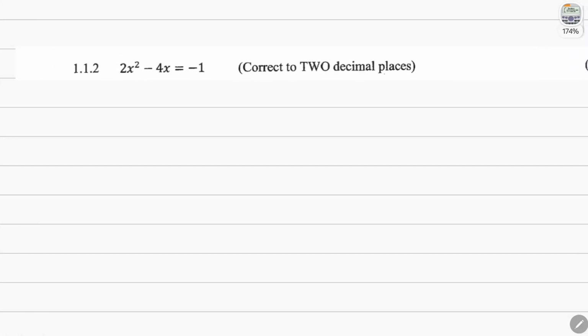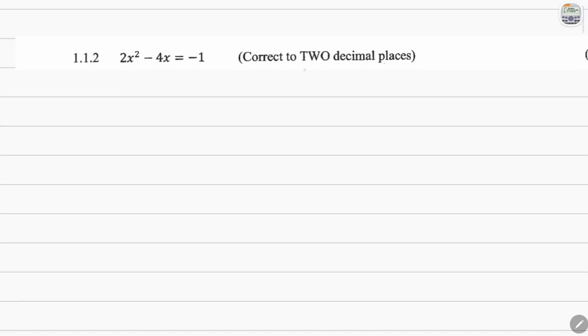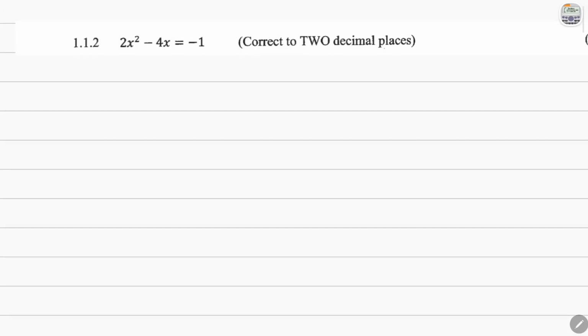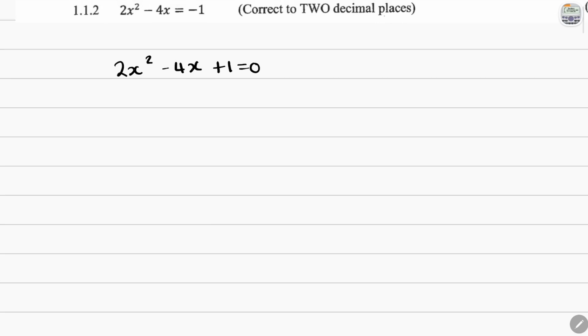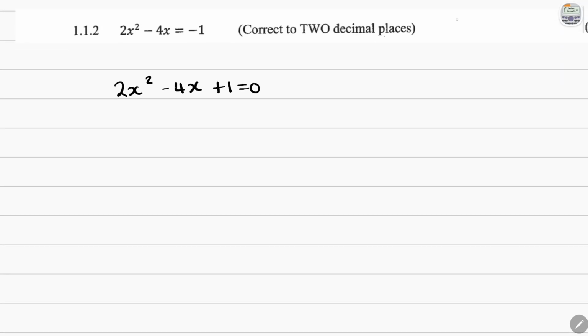Question 1.1.2 says we need to solve for x correct to 2 decimal places. So it means we're going to have irrational solutions and we're going to have to use the quadratic formula here. In our equation, you see that it's not in its standard form. We need to transpose negative 1. So we have 2x squared minus 4x, and now this is plus 1 is equal to 0.